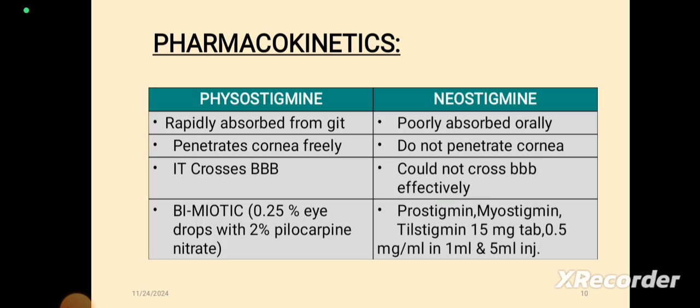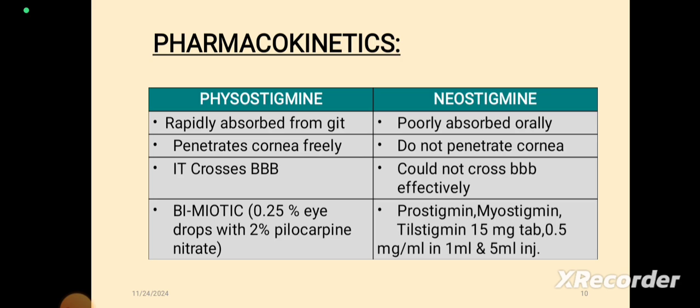Next up, we will see about the pharmacokinetics. That was the pharmacodynamics, the pharmacological actions. Then there will be pharmacokinetics. Kinetics means movement, so how the drug moves in the body will be studied. Here we are studying mainly two specific drugs, physostigmine and neostigmine. Neostigmine and physostigmine both can be given by different routes of administration.